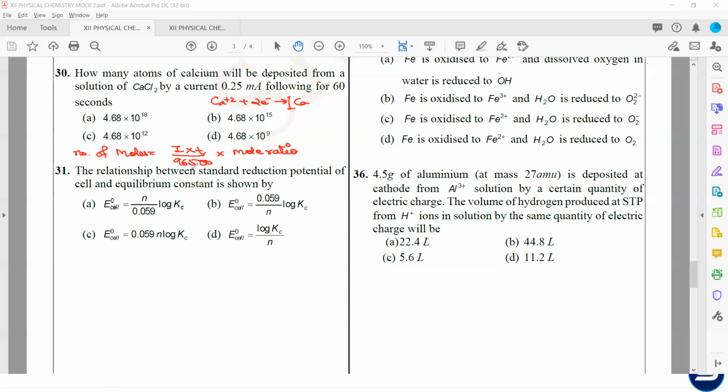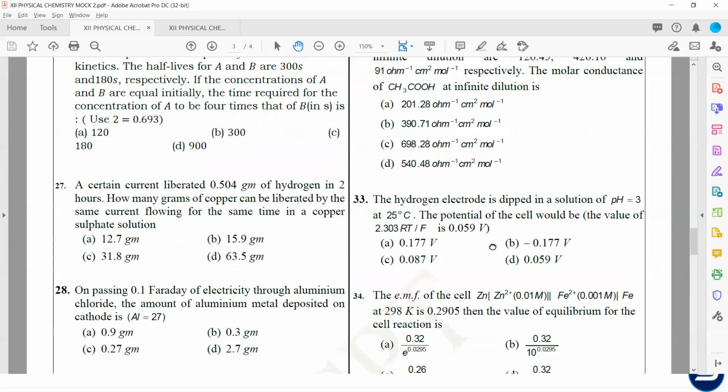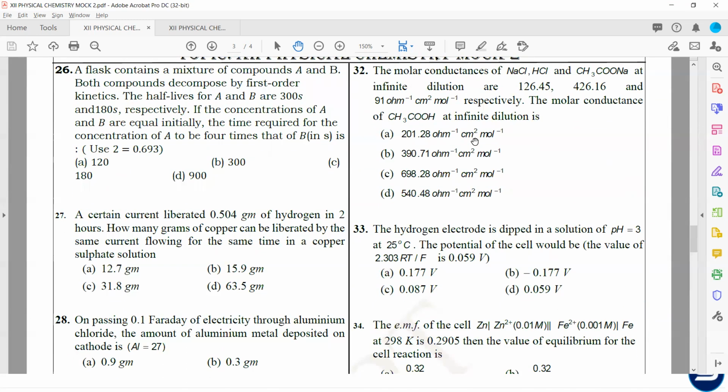Next, the relation between standard reduction potential of cell and equilibrium constant is shown by option B. E naught of the cell is 0.059 by n, the number of moles of electrons, into log of the equilibrium constant. Molar conductances of NaCl, HCl, and sodium acetate at infinite dilution are as given. Molar conductance of acetic acid at infinite dilution is a simple application of Kohlrausch law.